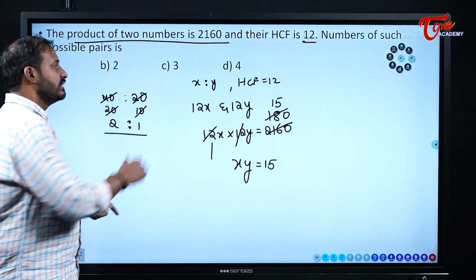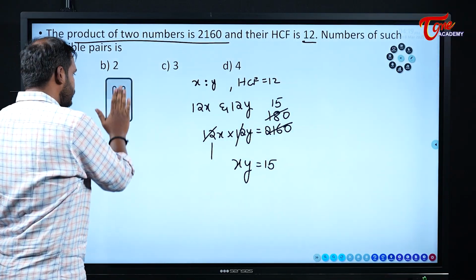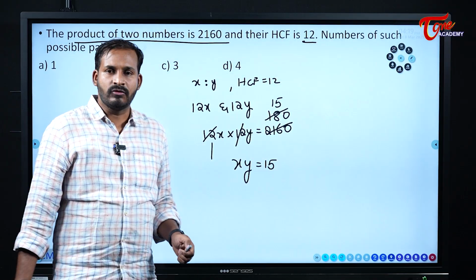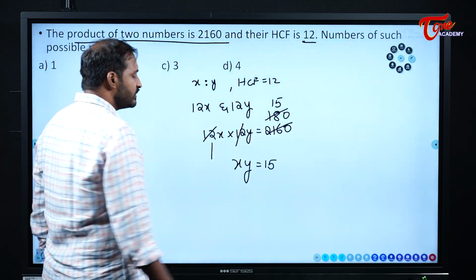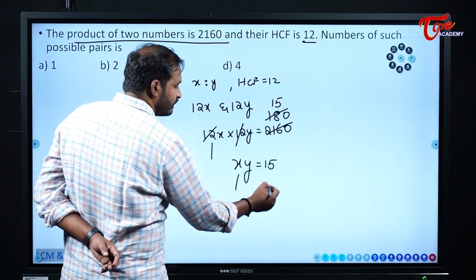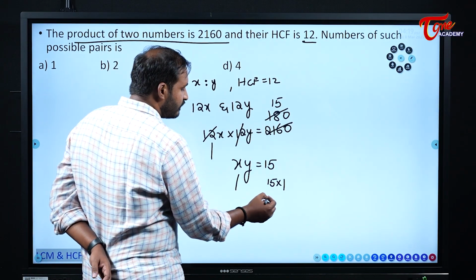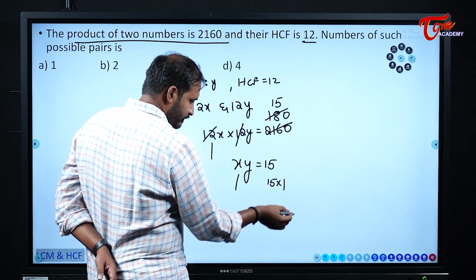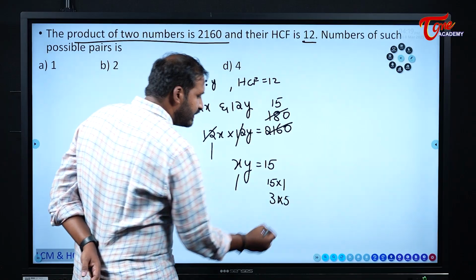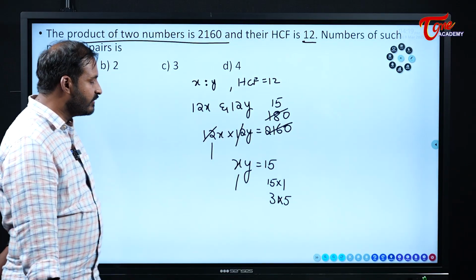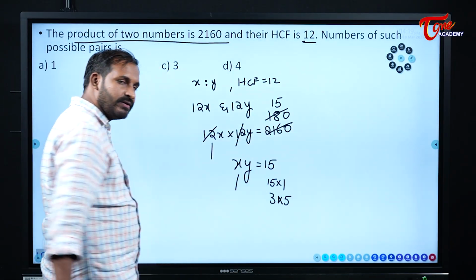So the same concept applies here. If you are writing two numbers in the form of a ratio, obviously those two numbers will be co-primes. X and Y are co-primes here. So now tell me, which co-prime pair's product is 15? How will 15 be obtained? 15 ones are 15, and the other one is 3 fives, which is also 15. Apart from this, do we have any other choices? No, we don't. So 15 and 1 are co-primes, and 3 and 5 are also co-primes.